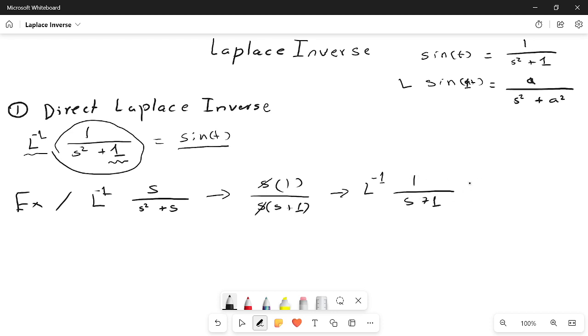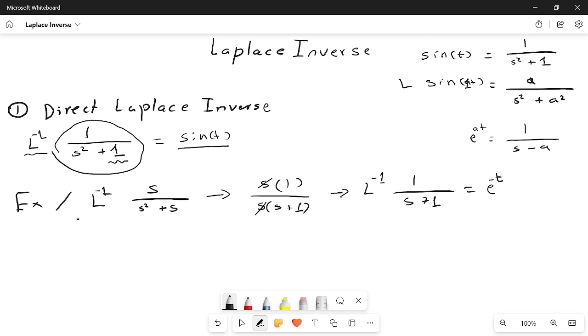And this looks like a familiar form of Laplace transform. So if you go back to the rules, you would find the exponential at is equal to 1 divided by s minus a. And we have the Laplace inverse of 1 divided by s plus 1. So the Laplace inverse of 1 divided by s plus 1 is equal to exponential negative t.